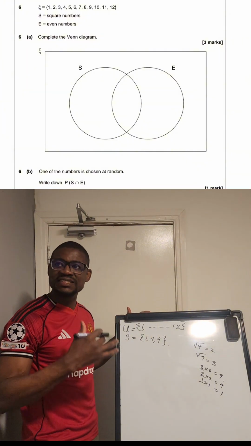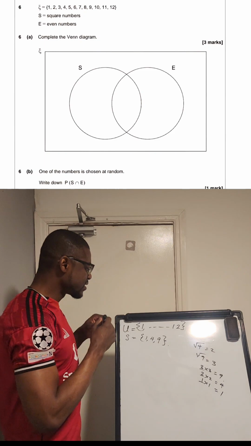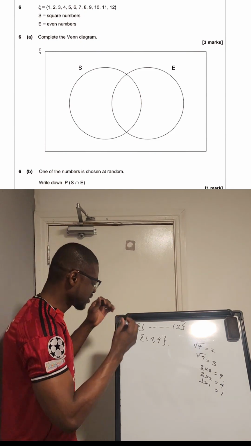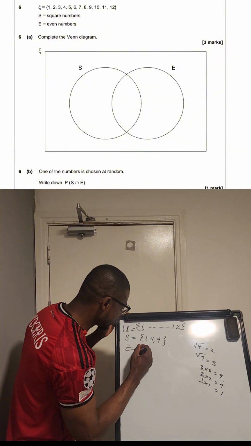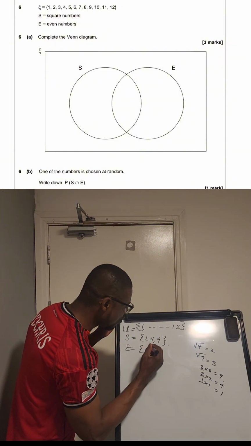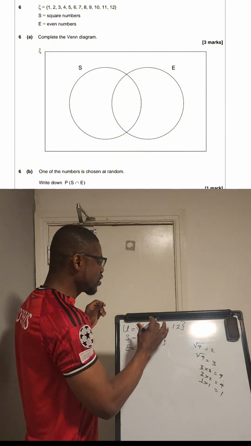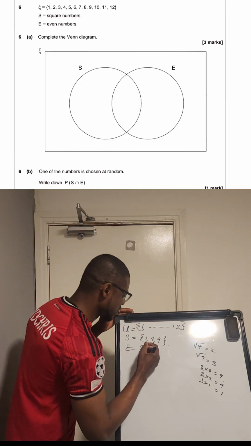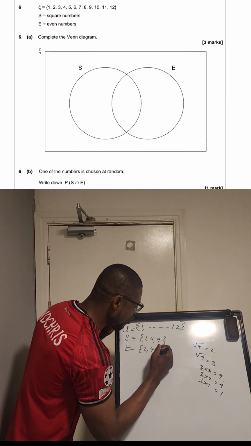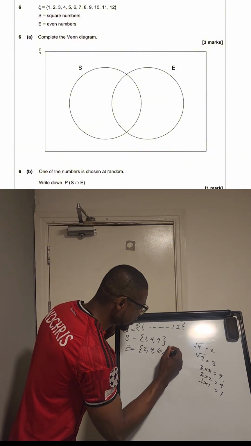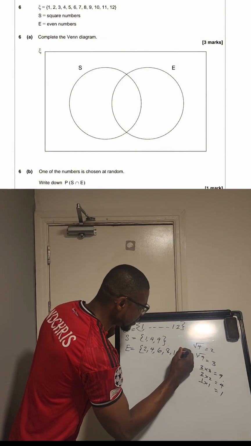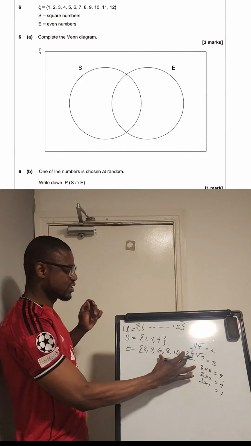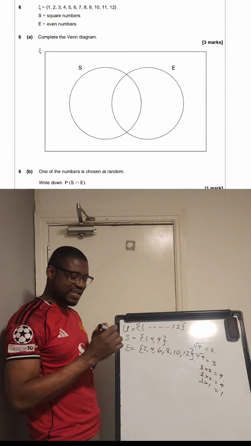How about set E? Set E is said to be even numbers. So set E must contain only even numbers. Between 1 to 12, with both numbers inclusive, what are the even numbers? We have 2, 4, 6, 8, 10, and 12 itself, because both numbers are inclusive. So these are the elements of set E.